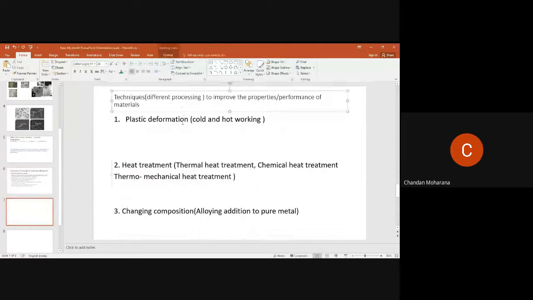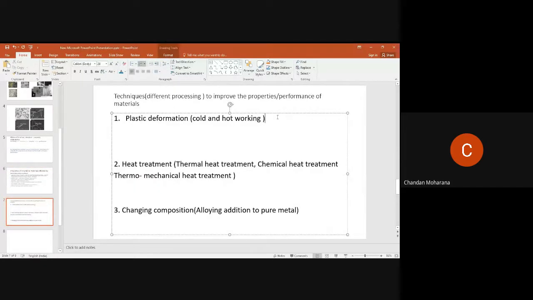So can anybody tell me, what is the conclusion of this? How does plastic deformation affect the property and performance of a material? Just tell me in one sentence or in two lines. I'll write it here.